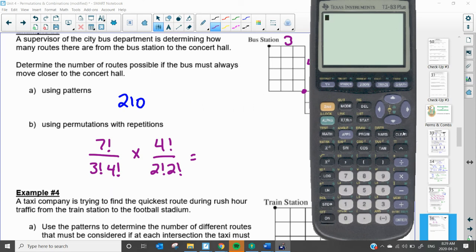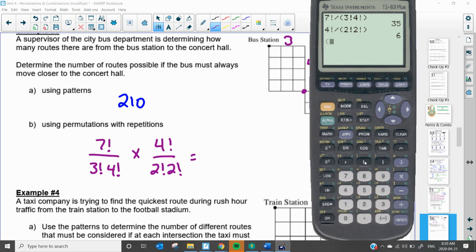So we'll go over the calculator again here. If I want to put that in my calculator, you can do this in 1 step or 2 steps. I'm going to show you both. So the first method, we go 7 factorial divided by 3 factorial, 4 factorial. And if we're doing 3 factorial, 4 factorial, you could have just as easily done 4 factorial, 3 factorial. And then 4 factorial divided by 2 factorial and 2 factorial. And so we have 35 times 6, which is 210.